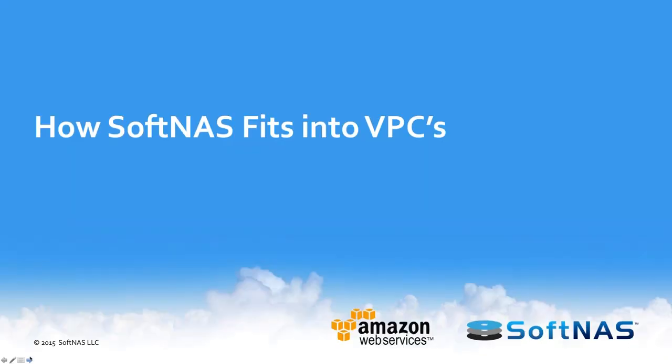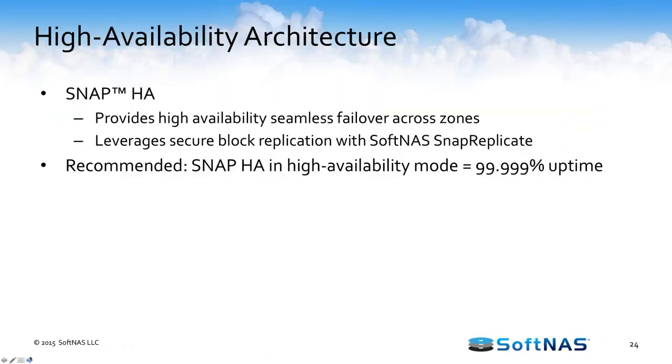So how does SoftNAS fit into VPCs? We have a highly available architecture from a storage perspective, leveraging our SNAP HA capability, which allows us to provide high availability across multiple different availability zones. We leverage our underlying secure block replication with SnapReplicate, and we highly recommend using SNAP HA in a high availability mode, which will give you our no downtime guarantee plus a 5.9 uptime.